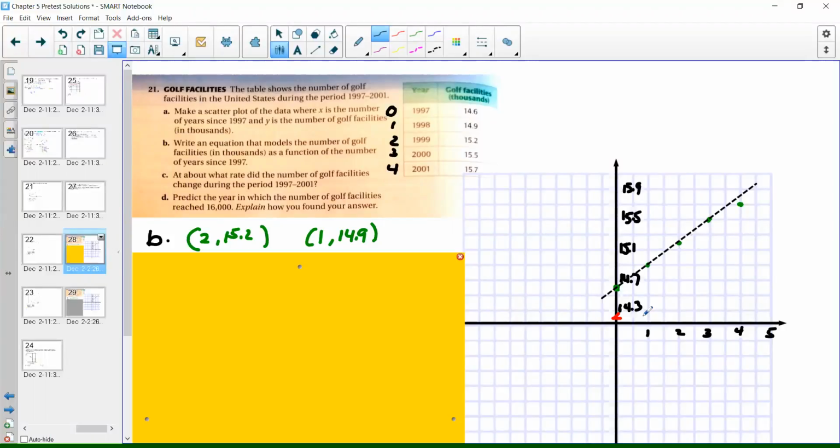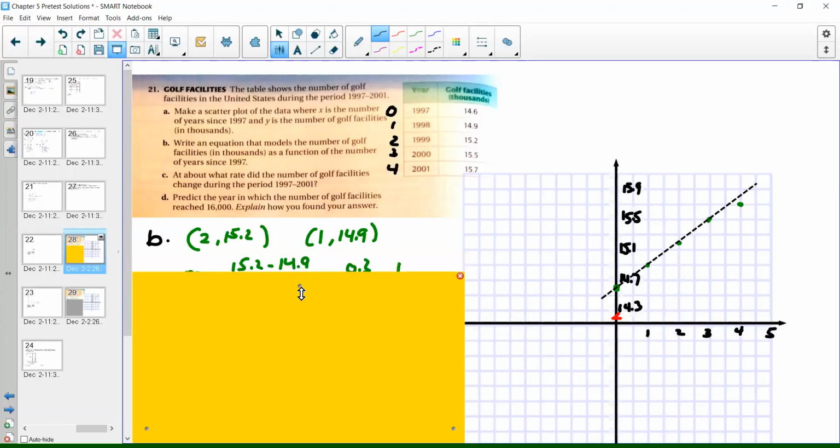Okay, so this was just, how am I going to represent this on the graph? What's the scale going to be on my y-axis? What's the scale going to be on my x-axis? And again, you might have numbered it as 1997, 1998, and so forth. So yours may look a little bit different because I let 1997 be year 0, where they started. So that means my y-intercept is going to be 14.6 thousand. Okay, and then you might have come up with the equation a little bit differently. Again, this is a scatter plot, so it's not going to be exactly the same.